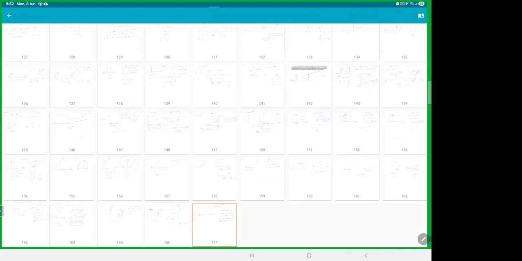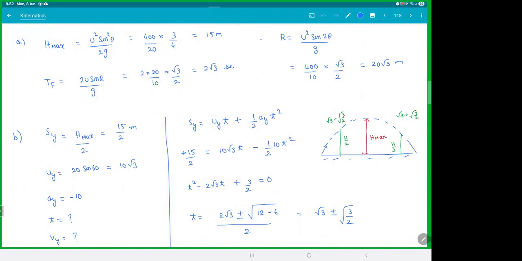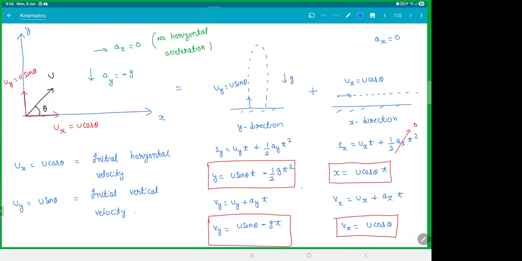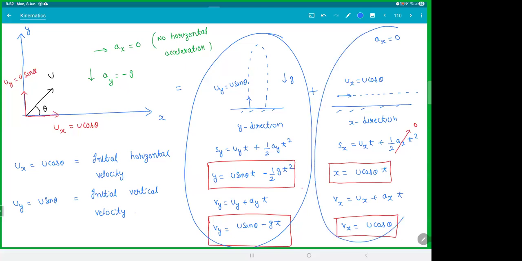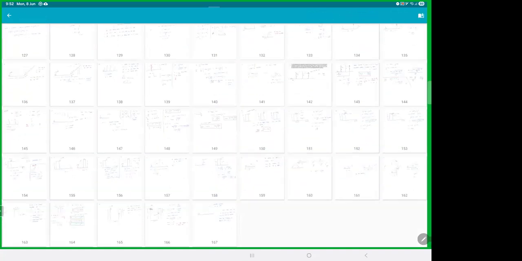Again, don't get scared and think, oh, what is happening? Go back to the basics. If you remember how we started the whole story, this is what we said. Everything that happens in the vertical is taken care of by u sine theta. Everything that happens in the horizontal is taken care of by u cos theta. And when we did these derivations, ax was always 0. We will not take it as 0 anymore. That's the only difference. Everything else will be the same.